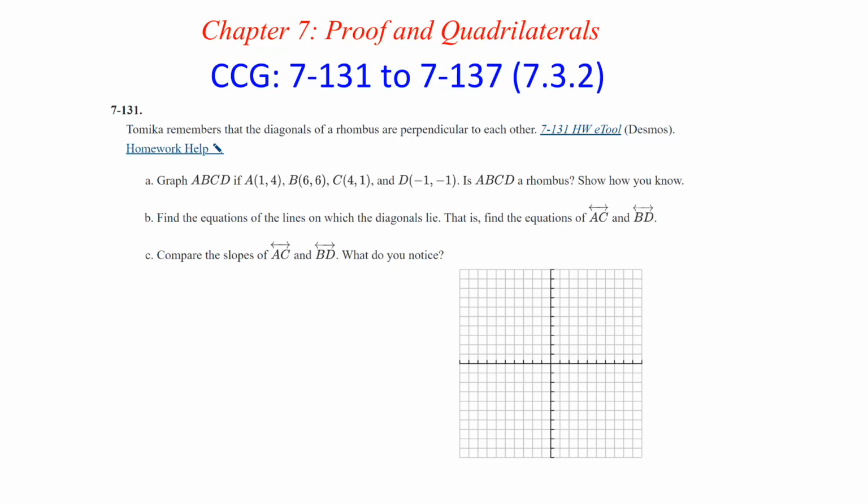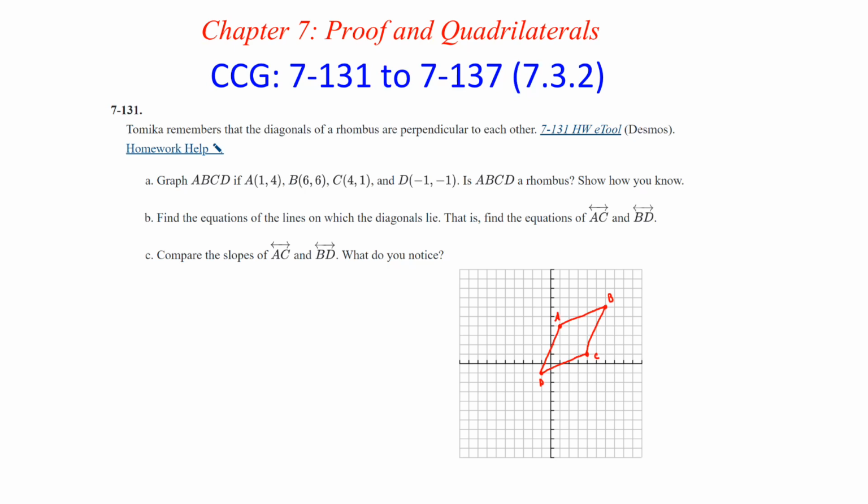Welcome to Chapter 7, Homework Questions 131 to 137. Question 131. Tomika remembers that the diagonals of a rhombus are perpendicular to each other. Part A, graph ABCD on the coordinate plane below, and then is ABCD a rhombus? So let's go ahead and plot and see what we get.